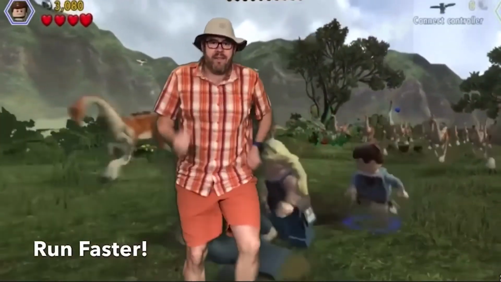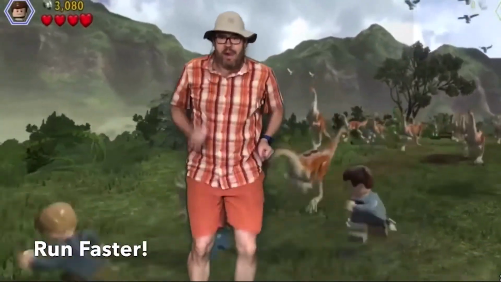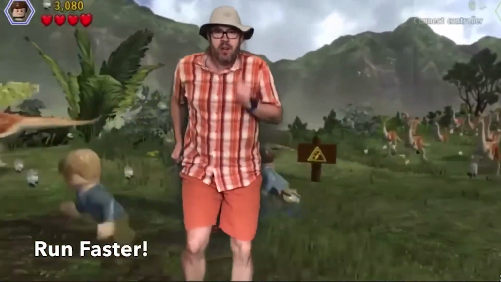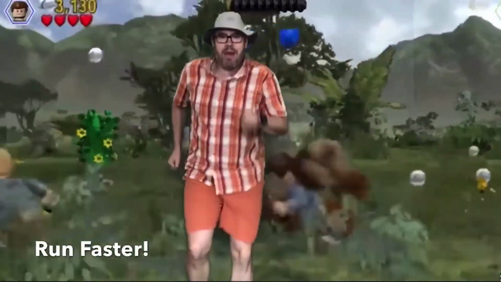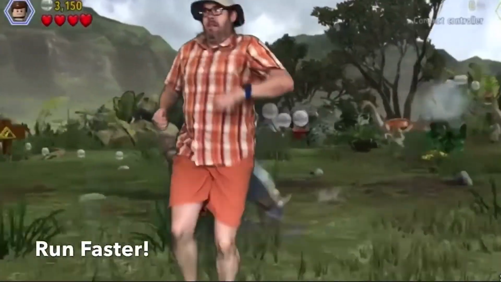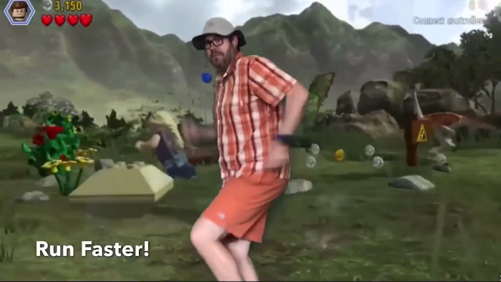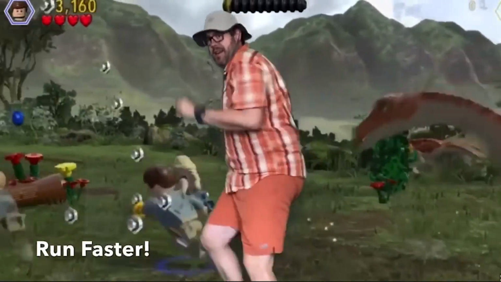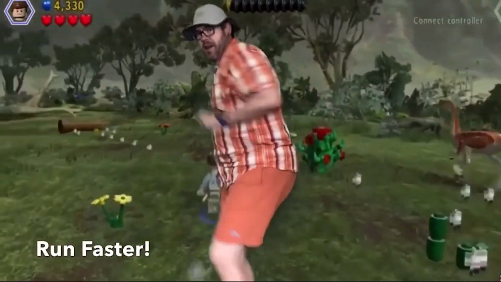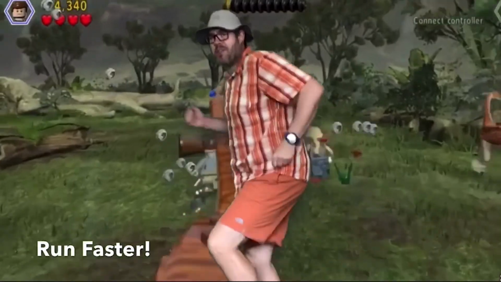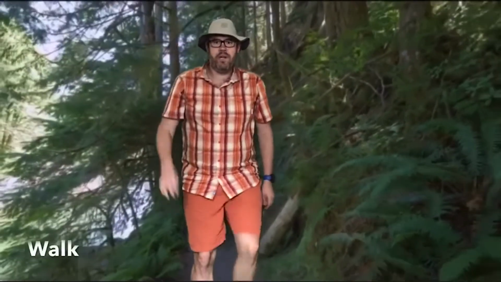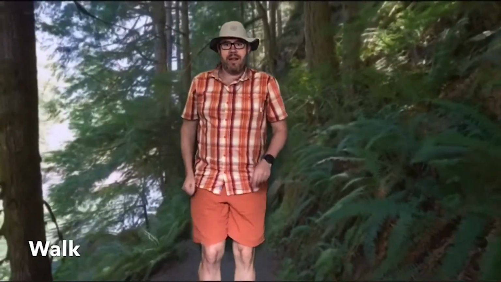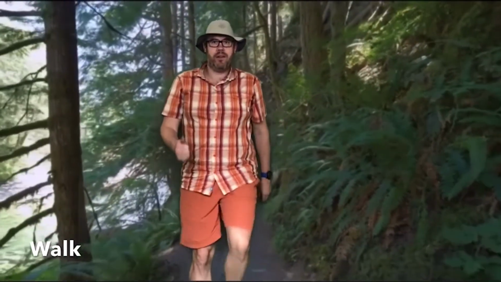We can make it. Whew. You guys are doing a great job. Keep it up. We're almost to our rest spot. Good job. Whew. Good job, you guys. Now it's time for a little break. Slow down and let's go at a walking speed. Good job.